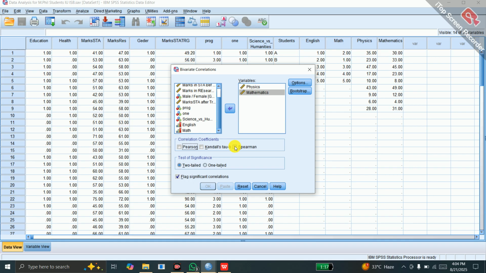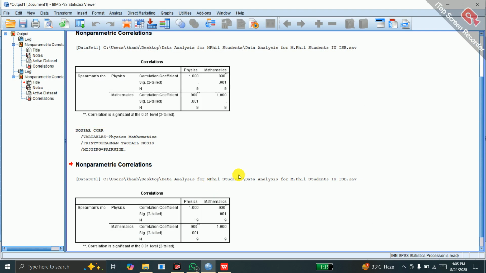compute Spearman's rank correlation, because we assume that the assumptions that are necessary for computing Pearson's correlation coefficient are not fulfilled, and these data may be ranked on ordinal scale. So let us compute Spearman's rank correlation for this. If I click OK, here is a non-parametric test. Spearman's rank correlation coefficient is a non-parametric correlation, and it says Spearman's rho.